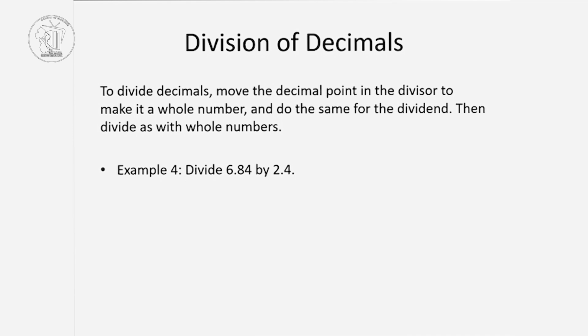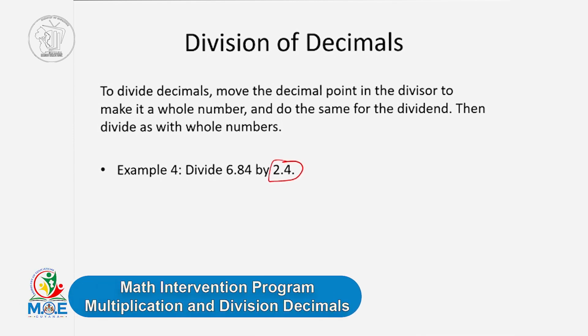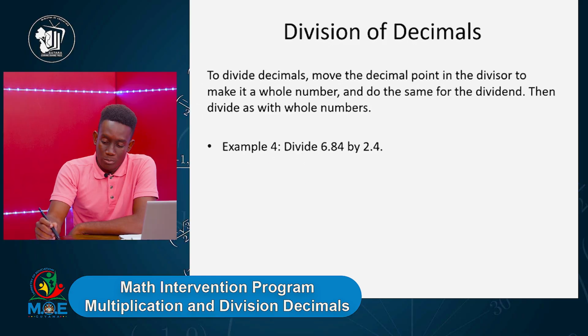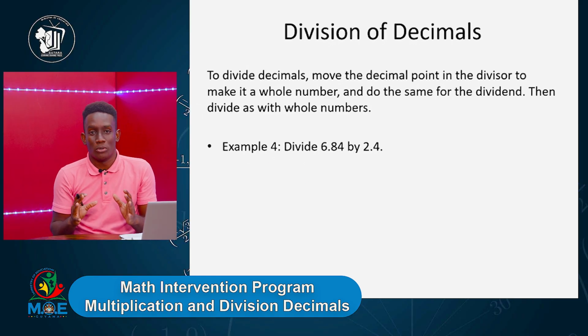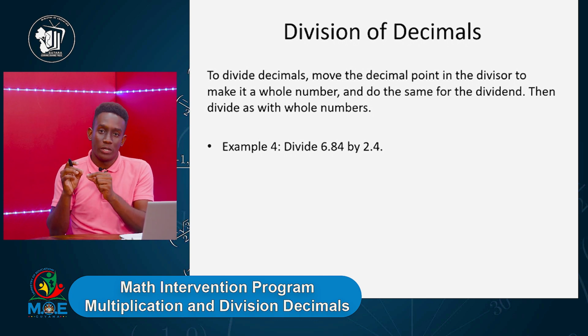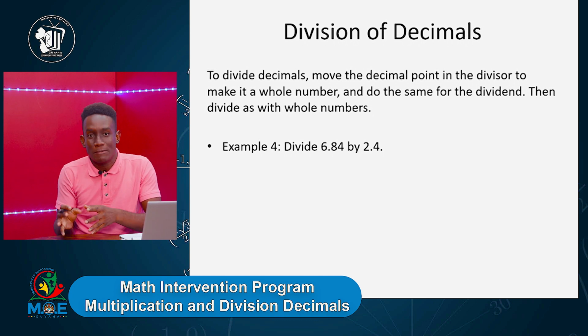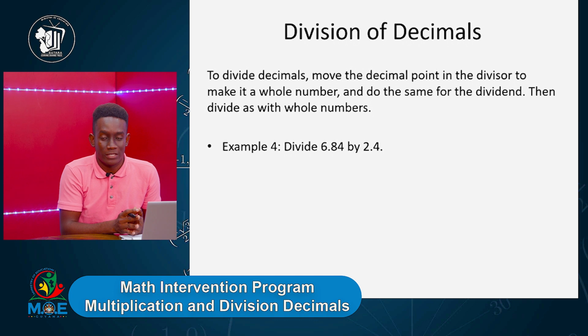So for example, if we want to divide 6.84 by 2.4, we have to make this into a whole number. We're not changing both the divisor and the dividend to a whole number, just the divisor. But the thing is, when we change the divisor to a whole number, the same amount of times we move the point there, we must move it the same amount of times in the other decimal.